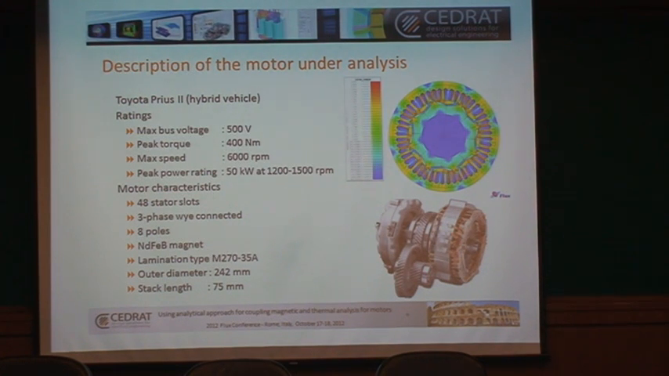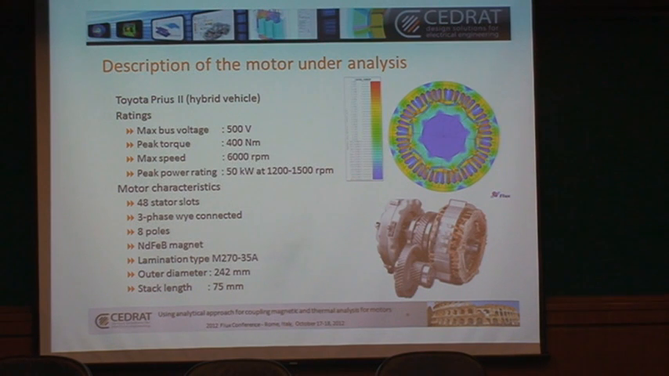The motor has 48 slots, which we can see here, a 3-phase wye connection, 8 poles, and embedded neodymium magnets. The lamination is M270, or I think maybe an M19 or something like this. The outer diameter is 242 millimeters, with a stack length of 75 millimeters. By the way, we're guilty ourselves of using this a lot. If you remember, last time I showed some optimization problem with this machine.